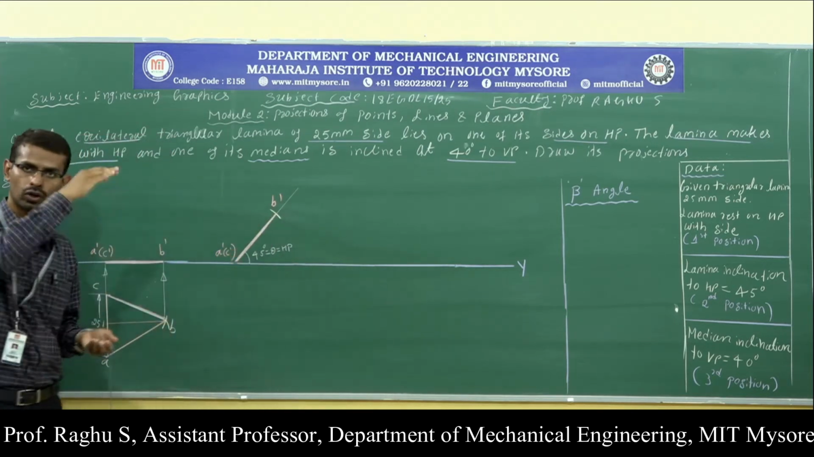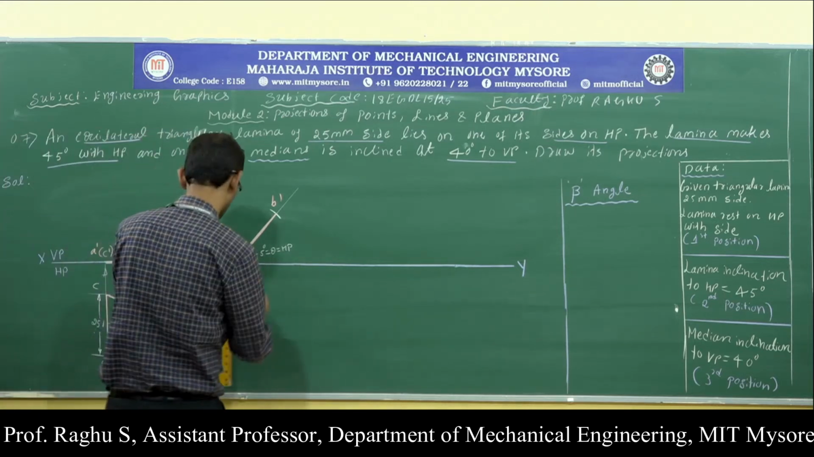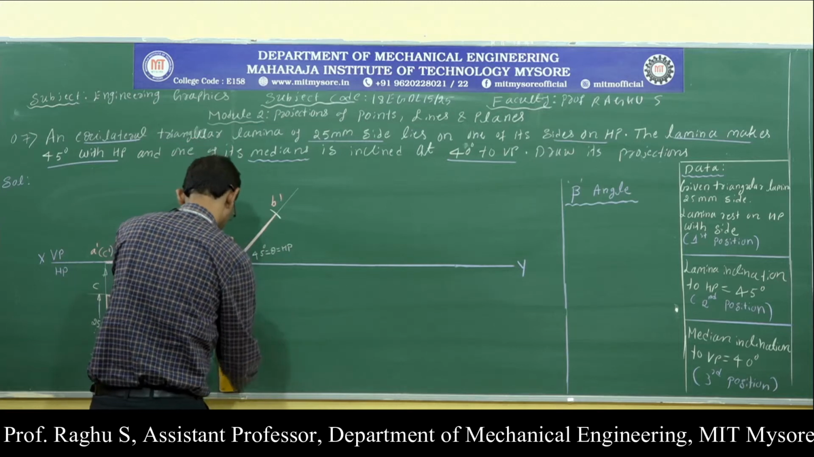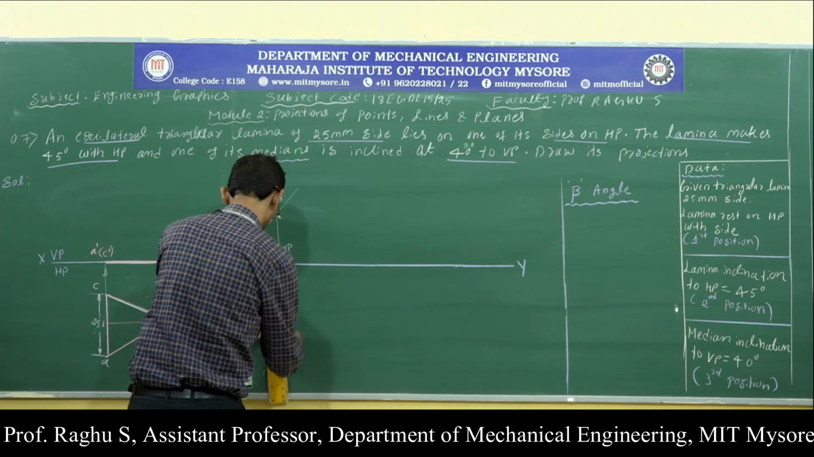Now to get the second position, top view, draw vertical downward projections.